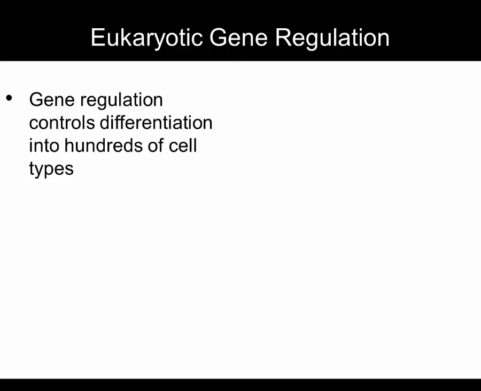The various cell types in your body all have the same set of genes. A heart cell is only different from a brain cell because different subsets of genes are active at different times. In fact, there are hundreds of different cell types that are all the products of tightly controlled gene regulation.